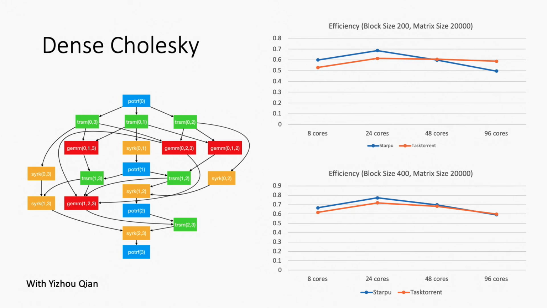And finally, some results using that. So here, this is a very simple dense Cholesky application. If you do a dense Cholesky, you basically block your matrix, and that creates a bunch of tasks, and then it ends up looking like this. So this POTRF, when it's done, triggers some triangular solves, which triggers some GEMMs, etc.